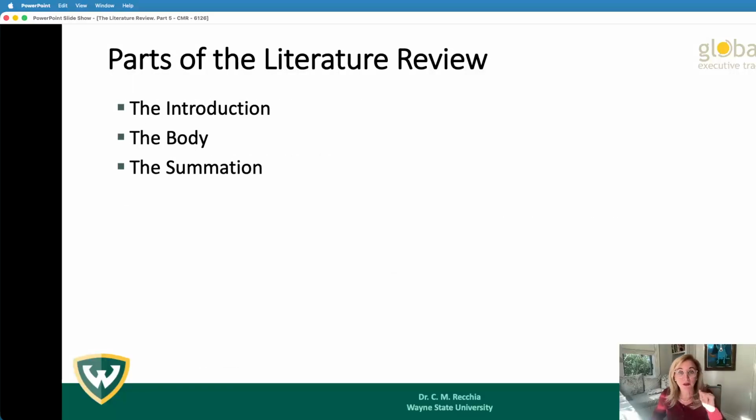The parts of a literature review, so the book does a really good job. There's actually a slide in the very back that is a really great reference slide as you're starting to write it. Where does all this information come? But the basic parts of the literature review are the introduction, the body of the literature review, and the summation. And we're going to go through each of those individually.